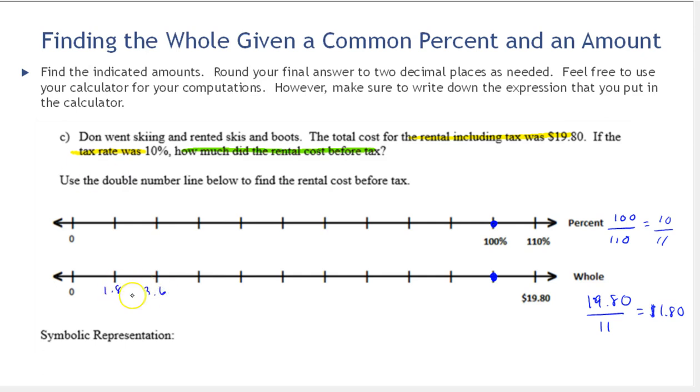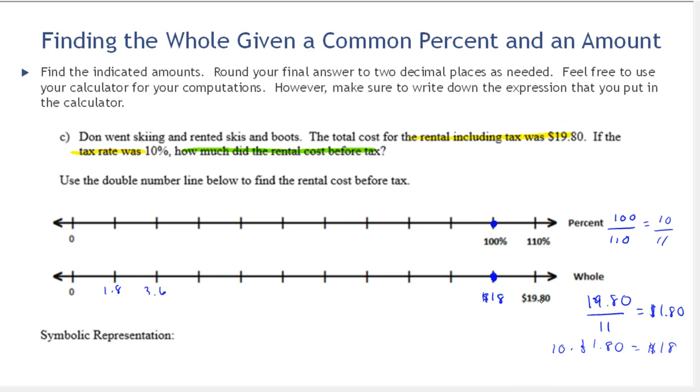Okay. Now I'm not going to count all of them, so you could fill that in if you'd like. But remember, we want 10 copies. 100% is 10 copies of 10%. So 10 copies of 180. Well, 10 times 180 is $18. Okay. So the original price of the rental before tax was $18. The tax was $1.80, which brought the total up to $19.80 with tax.